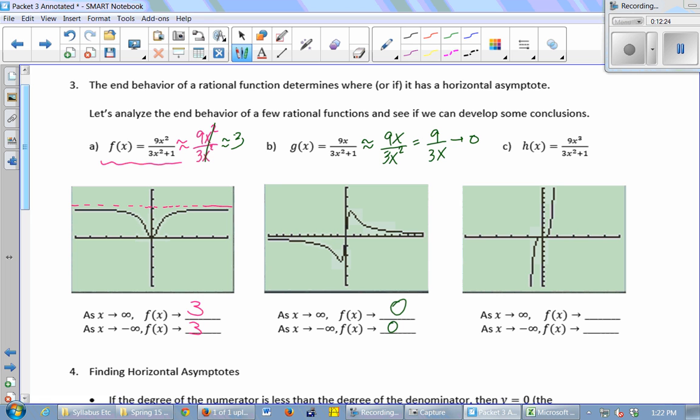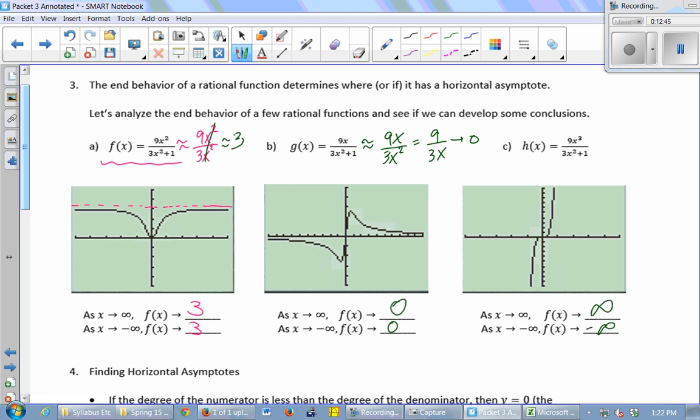9x cubed over 3x squared plus 1. As x goes really far to the right, what's happening to the y values of this graph? They're going up towards infinity. And as we go really far to the left, what's happening to the y values? Negative infinity. Let's see if we can think about this algebraically, not just graphically.